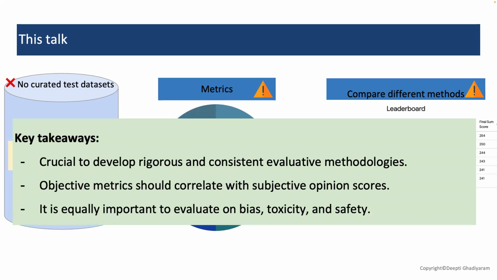So, at the risk of repeating myself, the key takeaways are it's very, very important to be very rigorous and consistent in designing your evaluation strategies. It's very important to have your objective metrics that correlate very well with subjective human opinion scores. And it's also equally important to evaluate along bias, toxicity, safety. Those are as important as photorealism and visual quality.